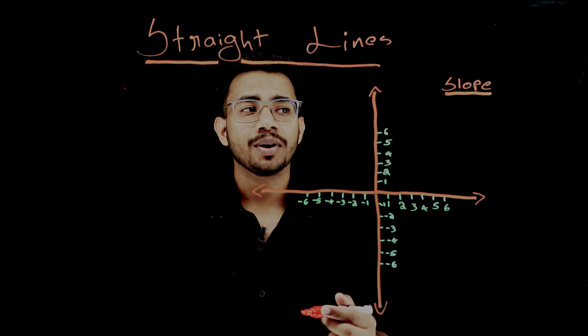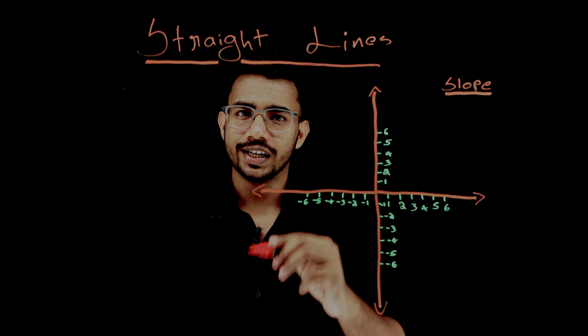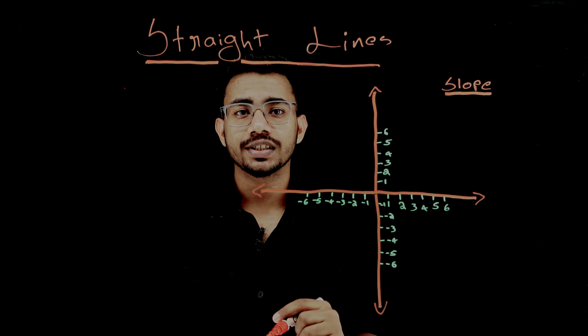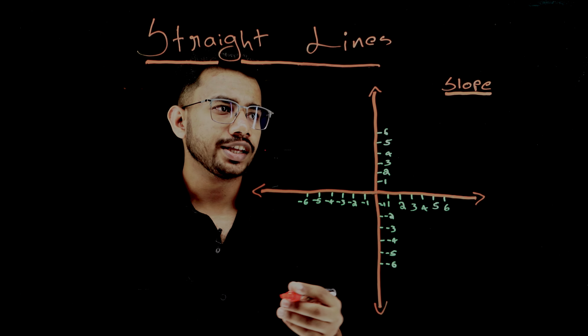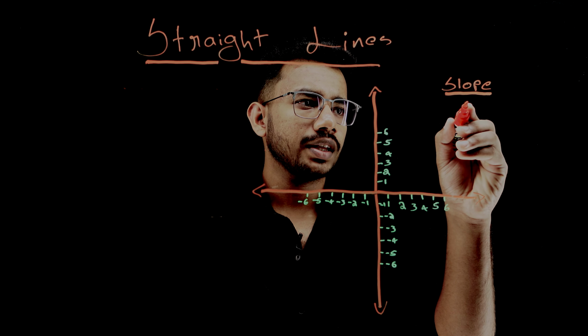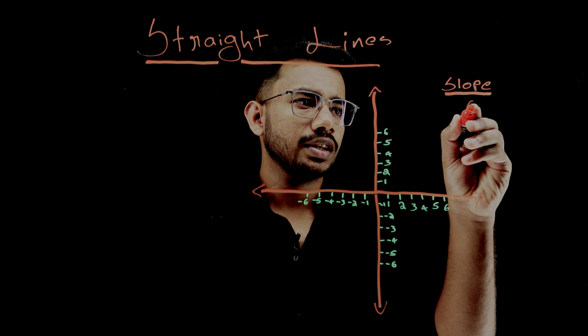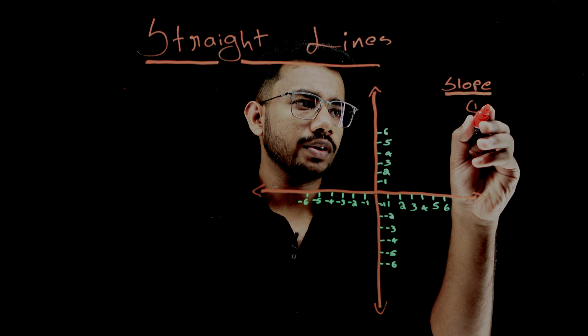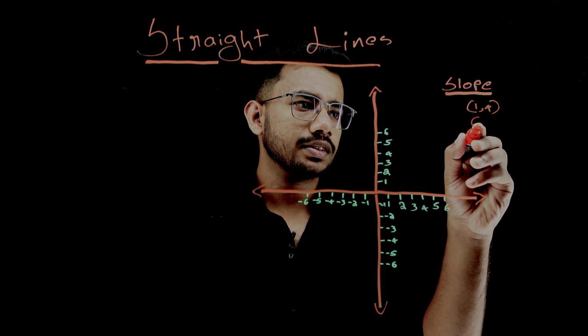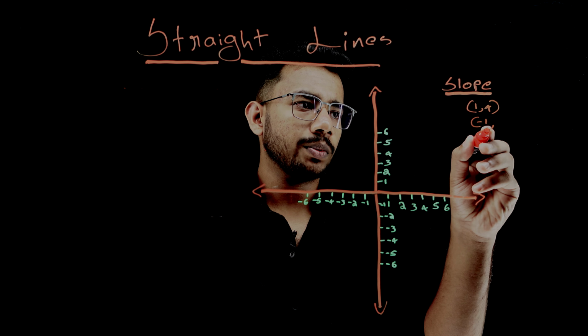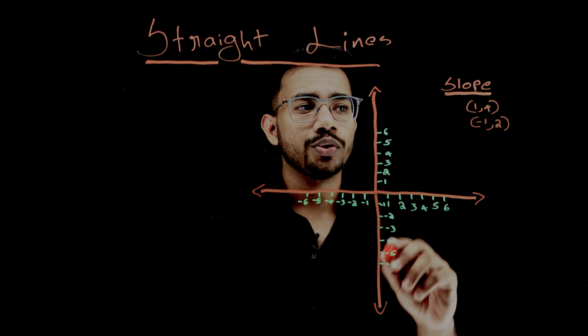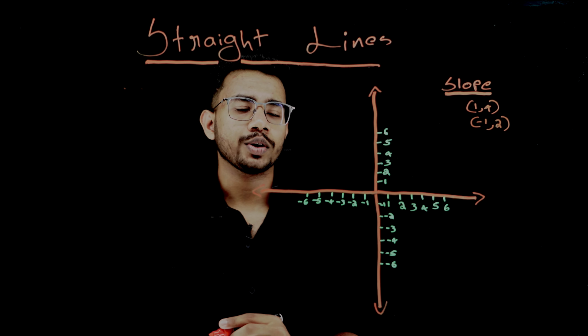This video is all about the slope or gradient of a straight line. For that, first we will consider two coordinates. Let's say I'm having the coordinates (1, 4) and (-1, 2).